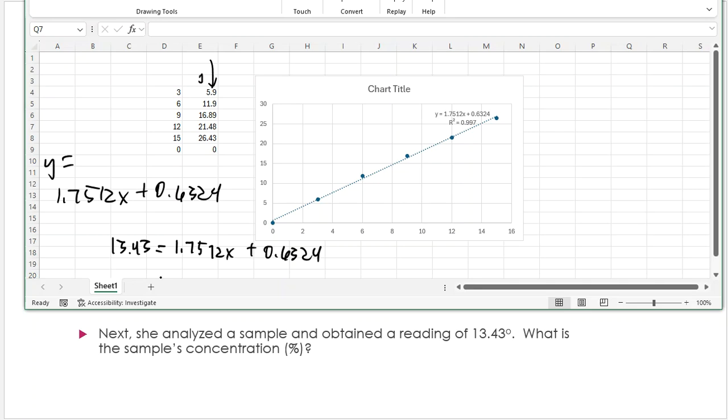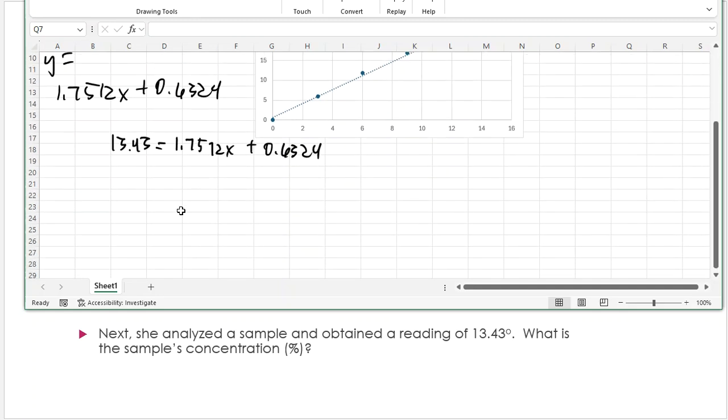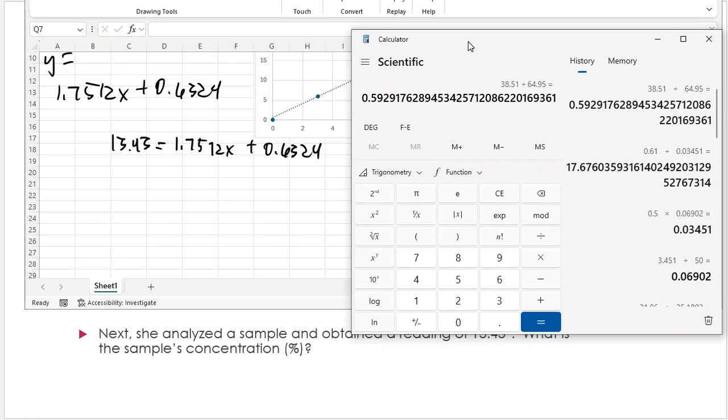And that concentration I know is x because that was plotted in the x column and on the x-axis of the graph, so the x variable represents the percentage. And that's what this question wants. What is the sample's percentage? What is its concentration? All right, so as I go through, I just kind of baby step this along the way. I always like to do that.